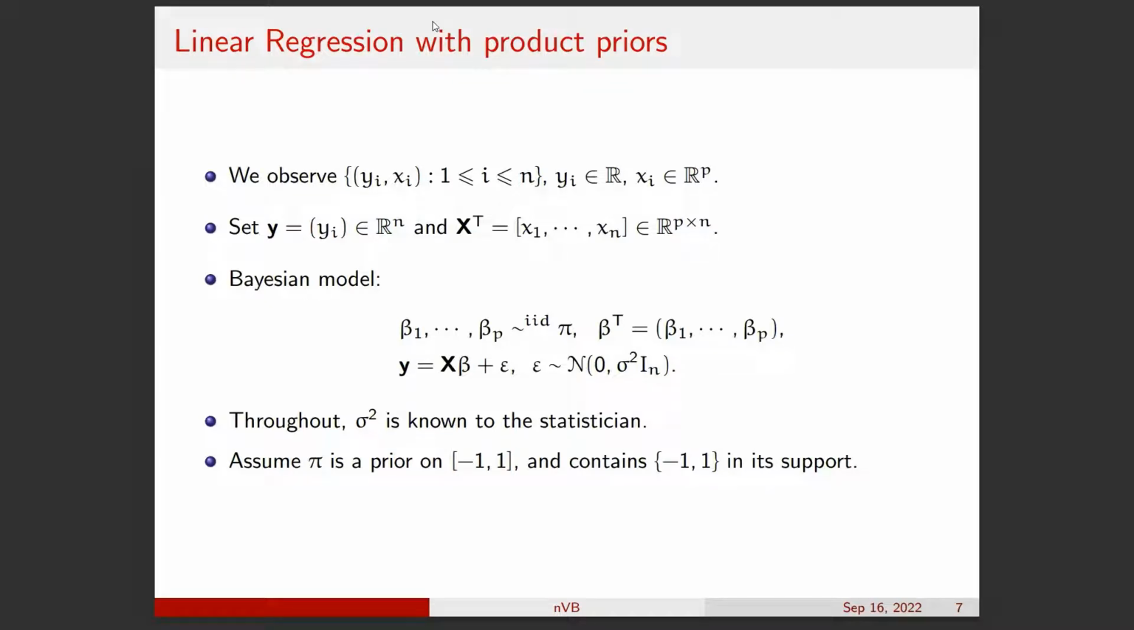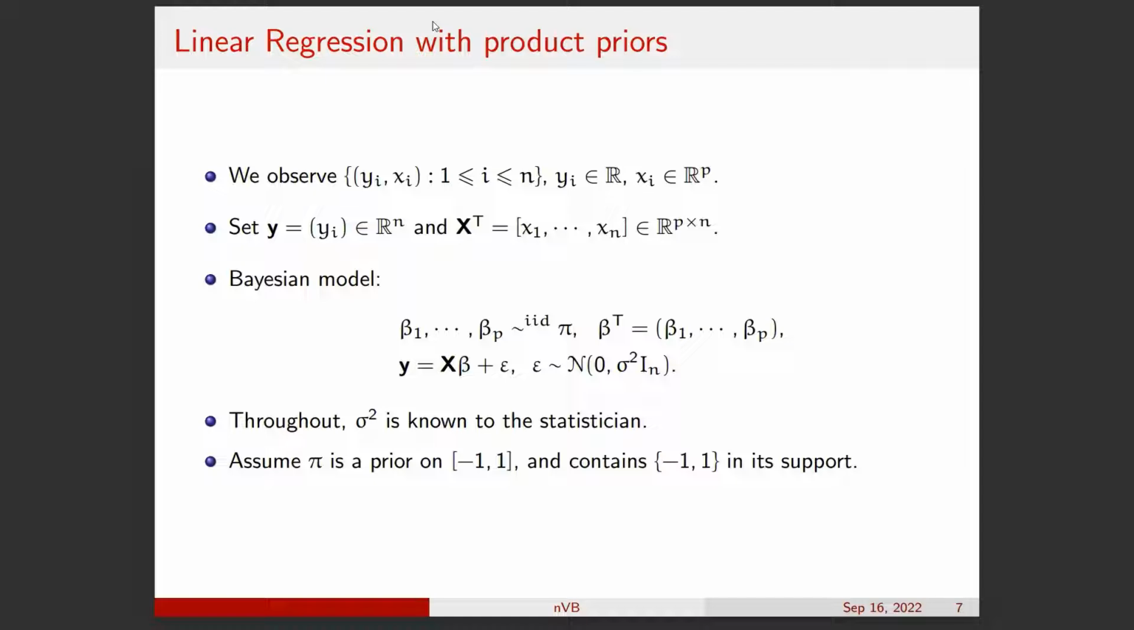Okay, so just setting up some notation here. I observe n data points, yi, xi. The yi's are my responses, these are real-valued. The xi's are my features, these are p-dimensional. Throughout I'll assume that both n and p are growing, and we'll see what assumptions we need on n and p and their relative growths as we go along.